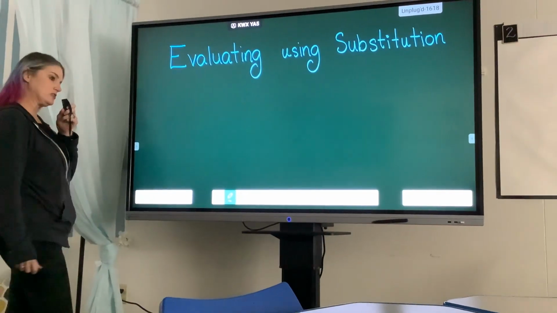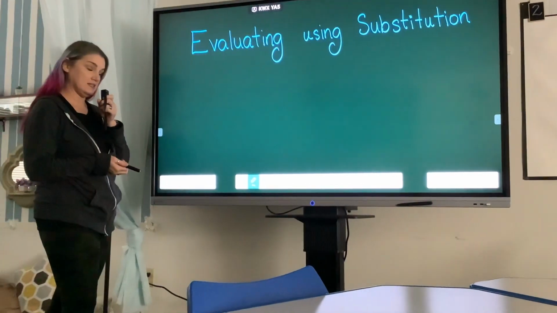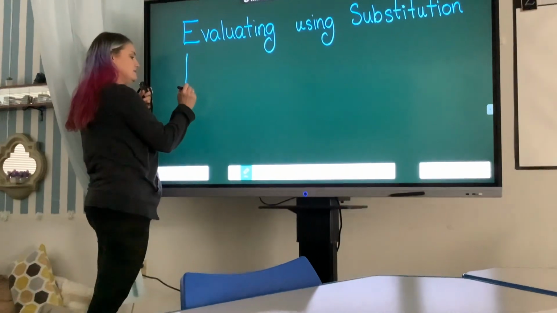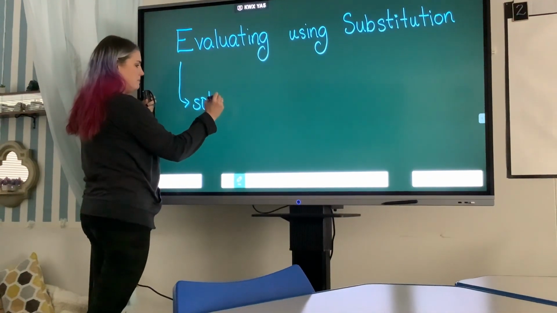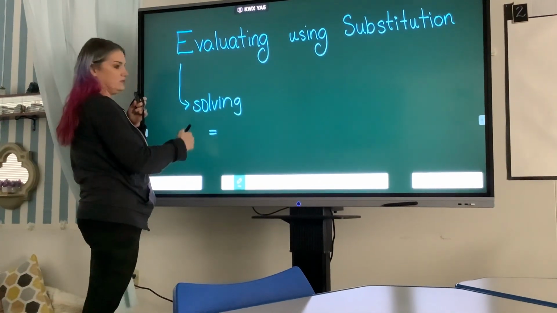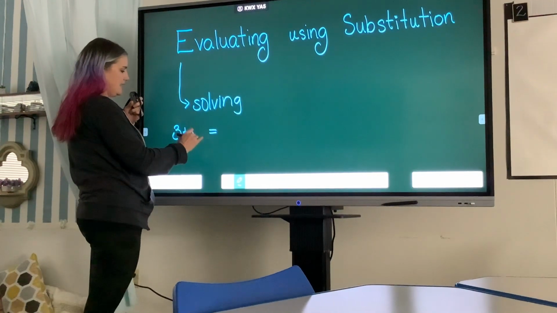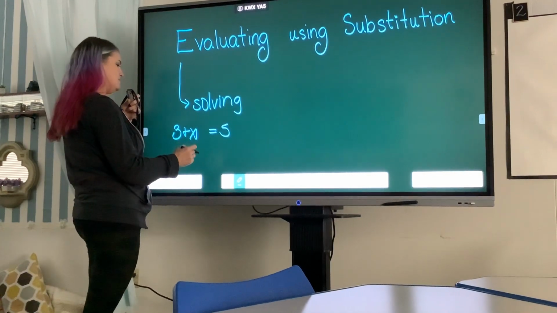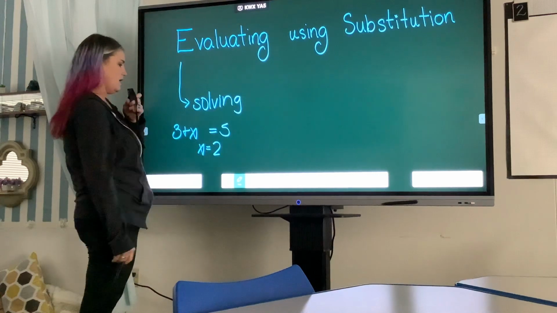So this is the first of a series of lessons in which we're going to be evaluating expressions. Evaluating basically means that we're going to be solving the expression, meaning that we want to have an answer or something that is equal to something in the end, whether it be an expression, maybe 3 plus x equals 5, or it might be that we get something where we solve for x equals 2.